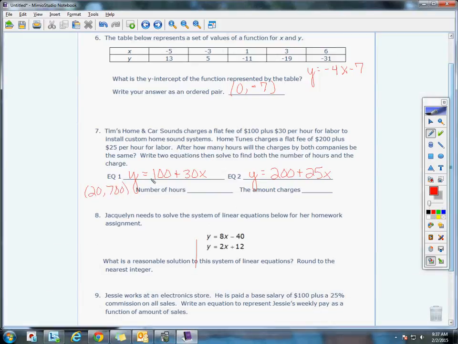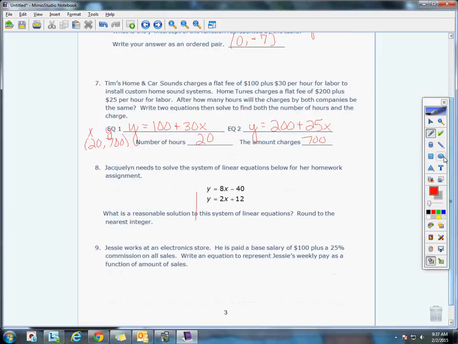And now we have to decide which one is going to be the hours and what is the amount that they charge. Well, if you remember, we're going to label this as my ordered pair x and y. In our equations, x represents how many hours that they're working. So the number of hours would be 20. And then the amount charged is what that is equal to. That's my y. So for 20 hours, both of these companies would charge $700.